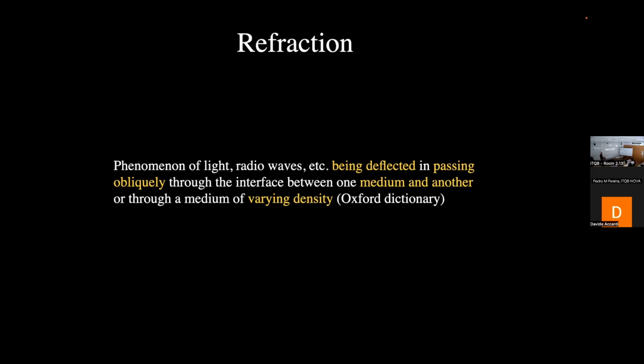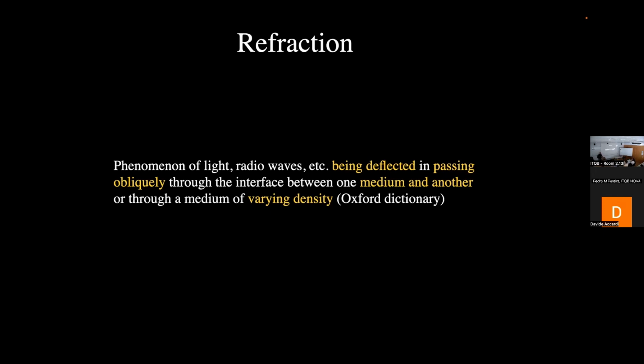So really seriously, let's read it together again. It's a phenomenon of light being deflected. So there is a deflection of light, which means a change in direction. When passing obliquely, this is not of little importance, because this phenomenon of changing direction of light is related to and depends on the angle of incidence of light on the surface that separates the two media. So passing obliquely through the interface between one medium and another, or through a medium of varying density.